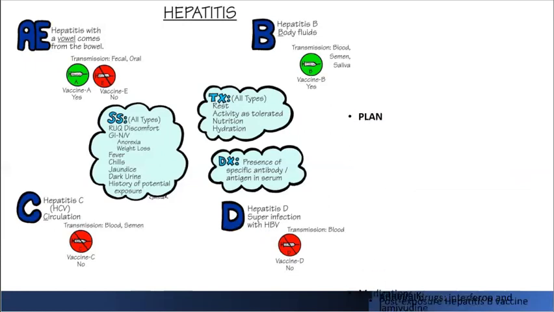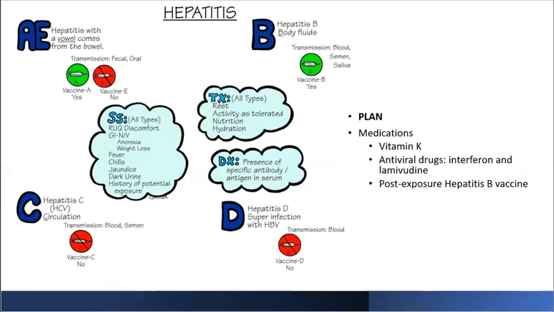Part of the medication we'll need to give this client will be vitamin K. Remember, in these patients with hepatitis, most times you see vitamin K deficiency. And if you remember that vitamin K is essential for the synthesis of coagulation factors, that's why we give them this vitamin K, because it's going to help to improve the coagulation function and also decrease bleeding risks in these patients, especially in case they progress to liver failure. We'd also need to administer antiviral drugs like our interferon and our lamivudine. We'd also need to give post-exposure hepatitis B vaccine.